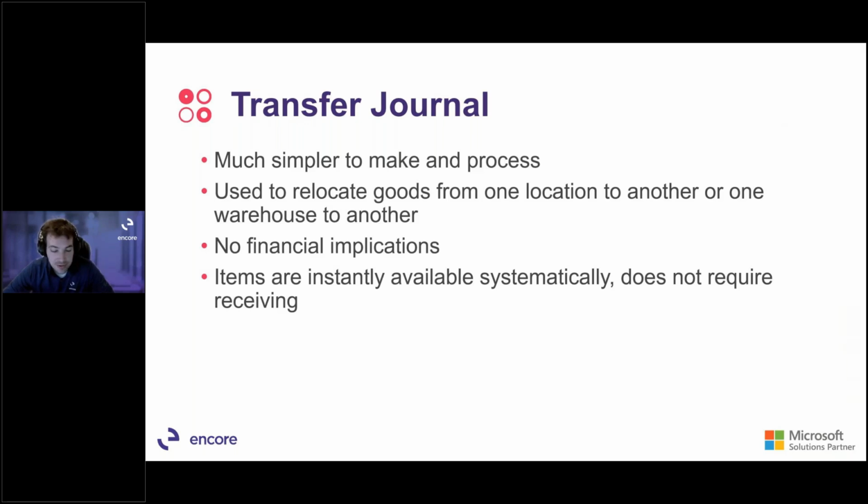This means that there will be no shipping information associated with it, and there also is no receiving of these goods into inventory. As soon as you process a transfer journal, those goods are available instantly in the system, right? So if you can imagine being inside of a warehouse and you see a good in location A and you need to move it to location B, a transfer journal is the best option.